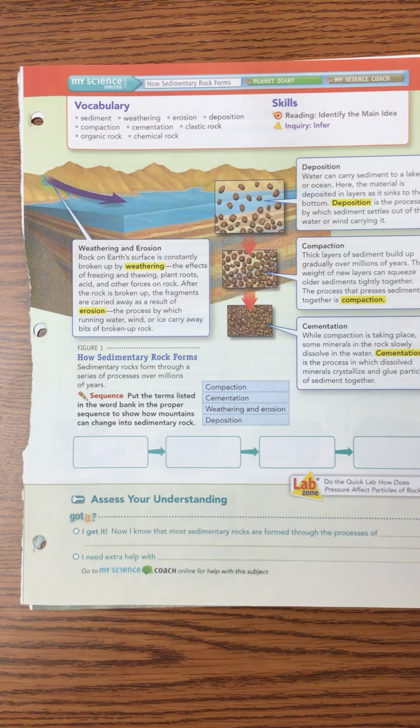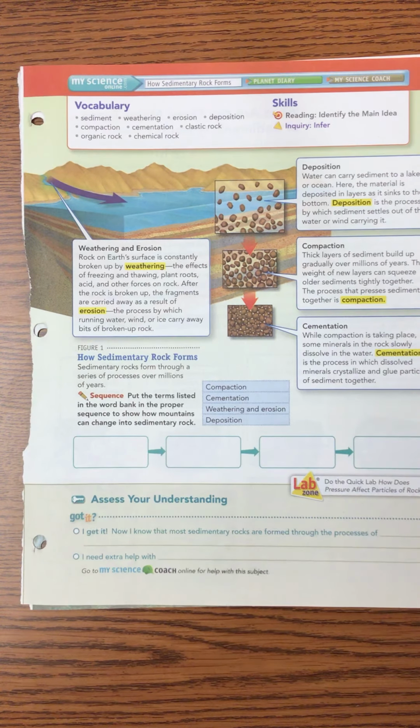Deposition, they get deposited. You deposit money into your bank. They get deposited in areas of that environment. Water can carry sediment to a lake or ocean. Here, the material is deposited in layers as it sinks to the bottom. This one's getting deposited in the bottom of the ocean. Deposition is a process by which sediment settles out of the water or wind carrying it away.